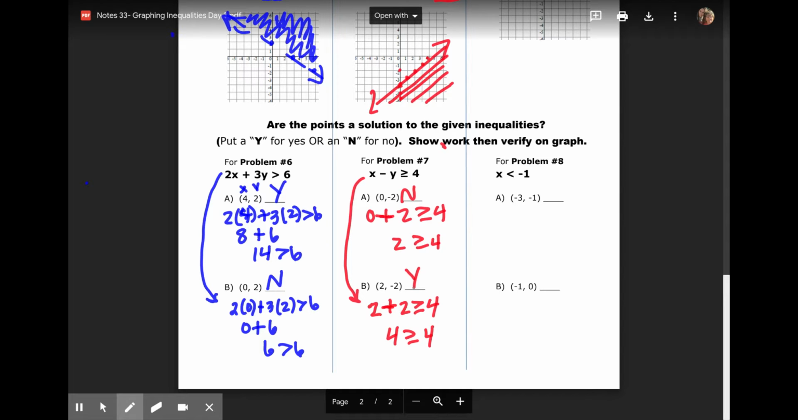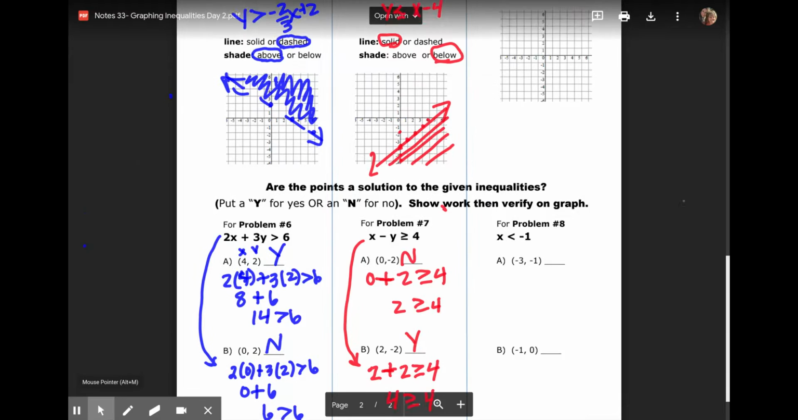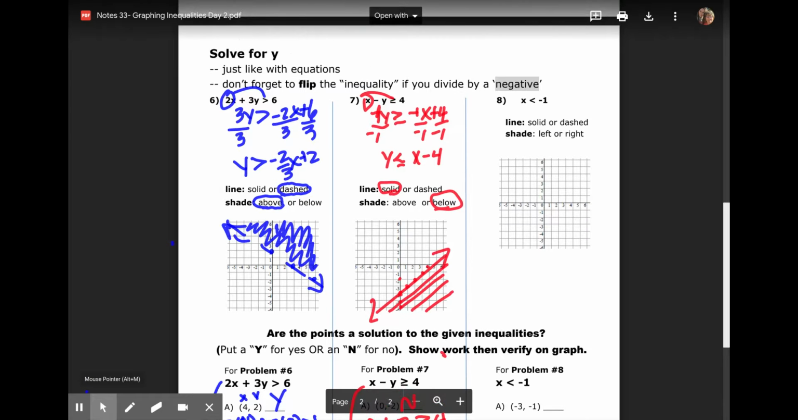If we look at the ordered pair (2, negative 2), so start at 0, we go right 2, down 2. It is on that line, but this time, unlike problem 6, the line is solid. So if it's solid, then it's going to be considered a solution. All right, let's go ahead and take a look at number 8.